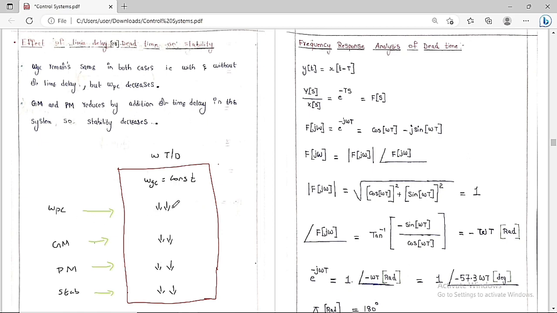Whereas the phase crossover frequency is going to decrease, the gain margin is going to decrease, the phase margin is going to decrease, and the stability is also going to decrease. So these are the things that you can see here.